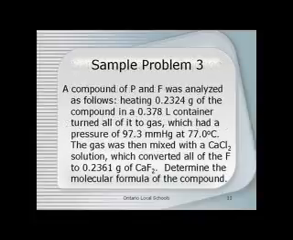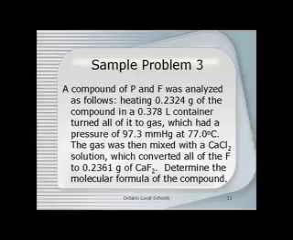Let's try one more problem. A compound of phosphorus and fluorine analyzed as follows. When 0.2324 grams of the compound in a 0.378 liter container is heated, all of it turns to gas. This gas had a pressure of 97.3 millimeters of mercury at 77 degrees Celsius. The gas was then mixed with calcium chloride solution, which converted all of the fluorine to 0.2361 grams of calcium fluoride. Determine the molecular formula of the compound.